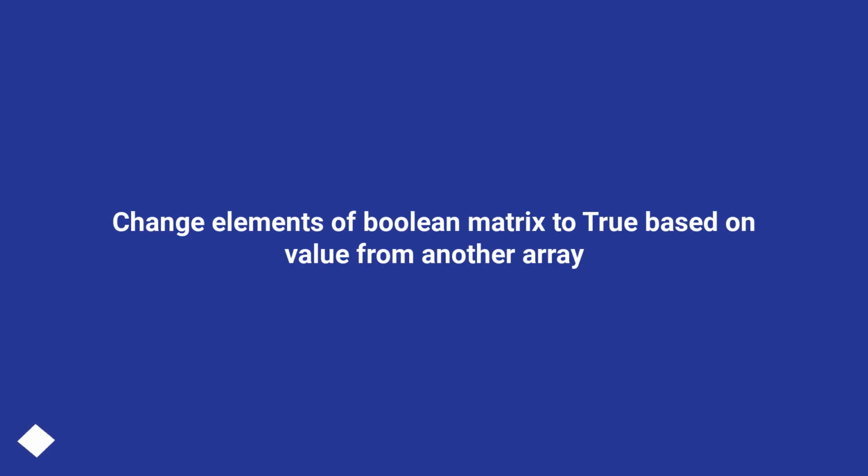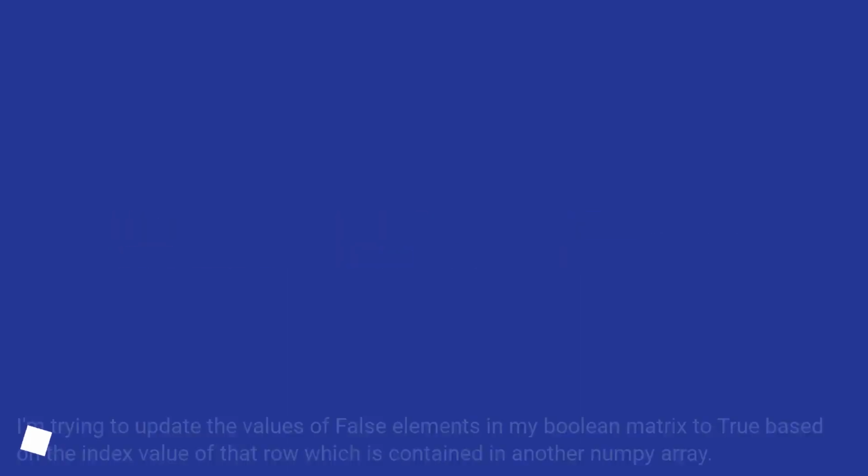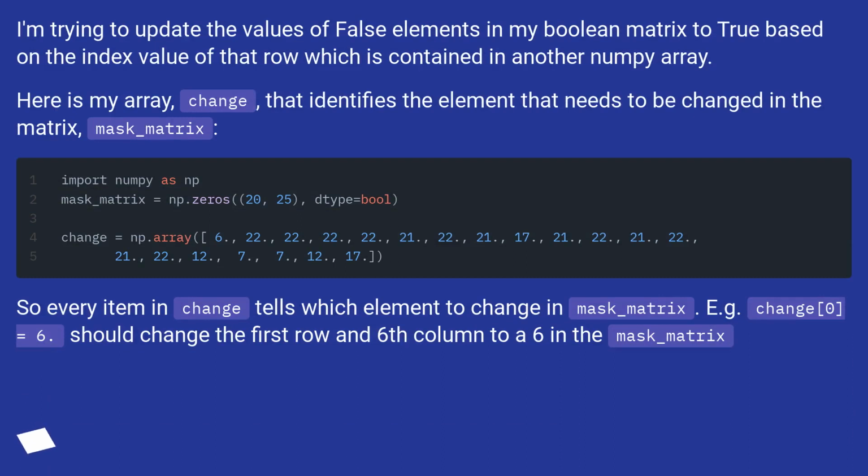Change elements of boolean matrix to true based on value from another array. I'm trying to update the values of false elements in my boolean matrix to true based on the index value of that row which is contained in another numpy array. Here is my array, change, that identifies the element that needs to be changed in the matrix, mask_matrix.